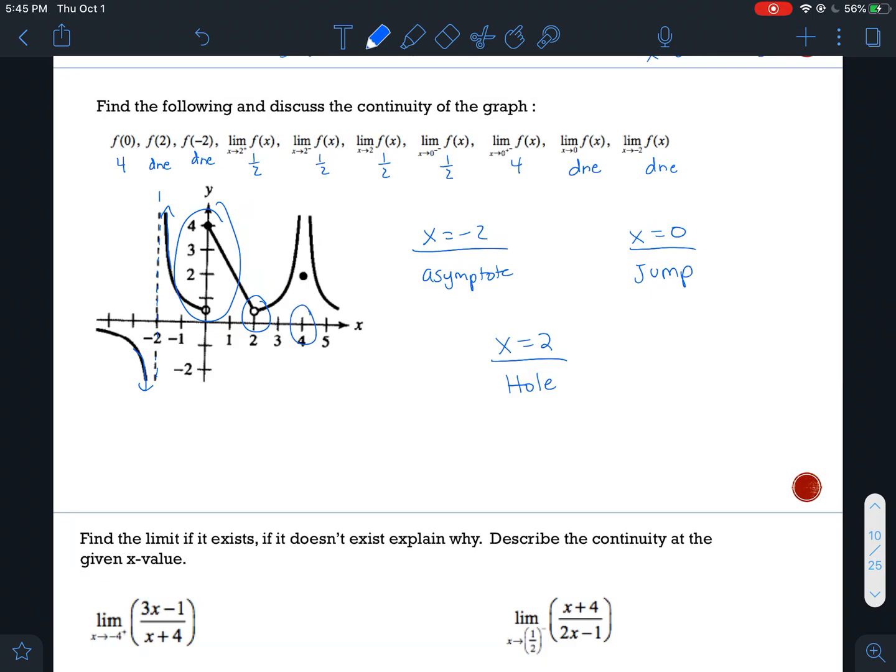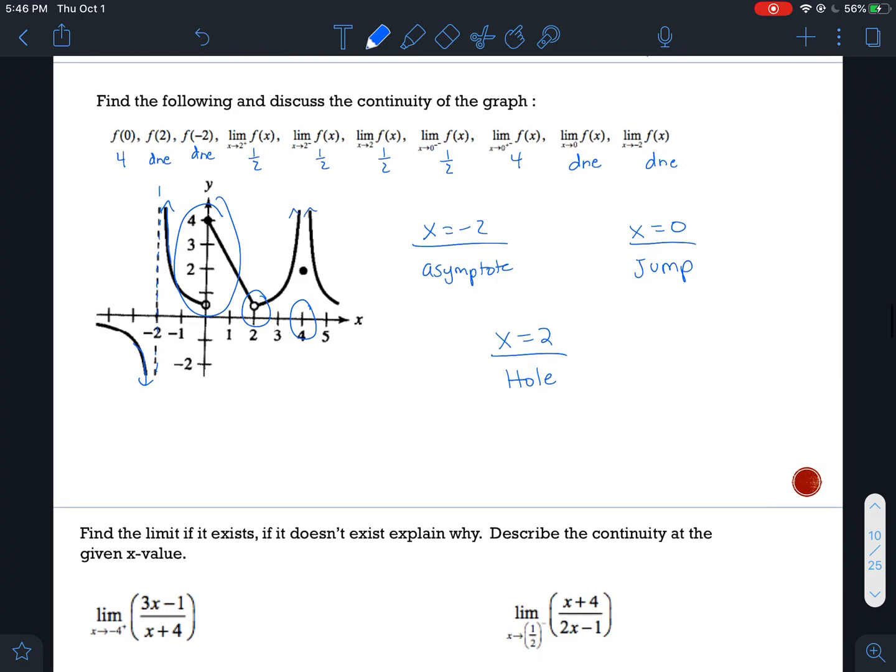What about at 4? Is the graph continuous at 4? Well, notice both pieces from the left and the right seem to be shooting up to positive infinity. But remember, when the graph is shooting up to positive infinity or down to negative infinity in the middle of the graph, that means that there's an asymptote on the graph. Even though it's not drawn in, it means that there's an asymptote there.